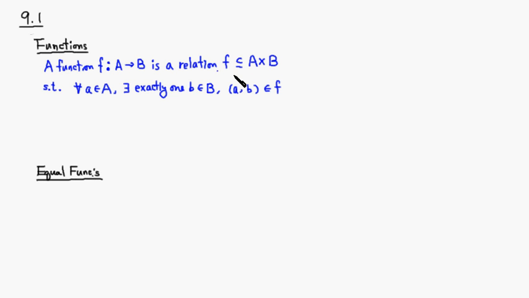There's a different notation. Instead of writing A is related to B by this relation f, we can also write it as, so this is exactly the same thing as, f of A is equal to B, right? Or you can say B is the image of A under the function f. Right, so that's just another way to say it.